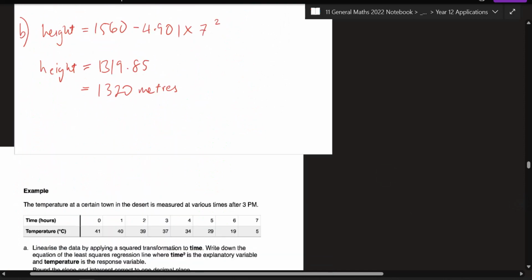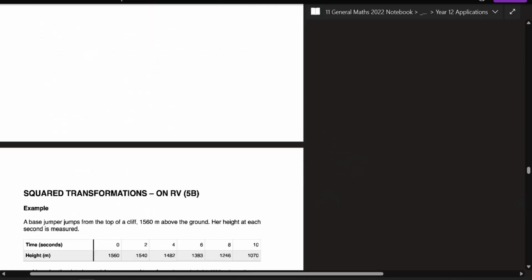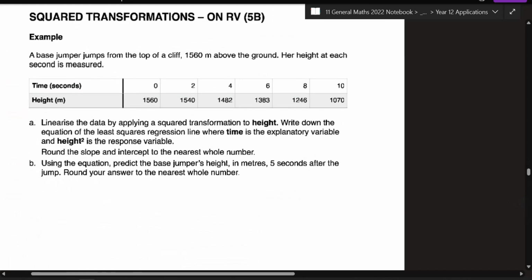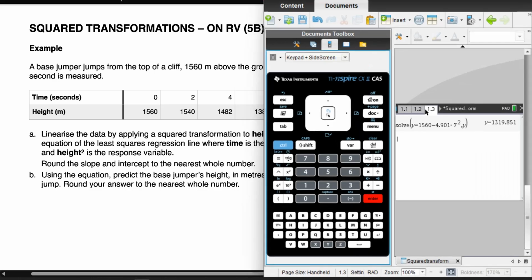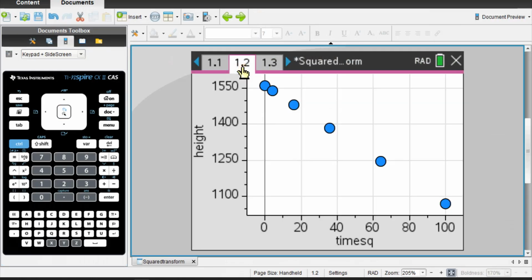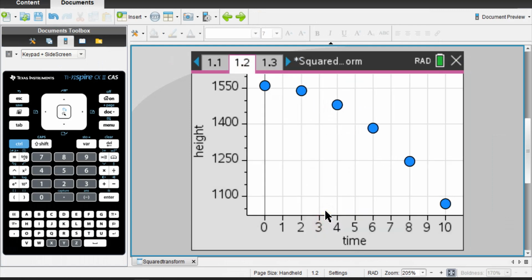Let's do the same on our RV. Okay, so let's skip this example. We're just going to go to the next one here. A squared transformation on RV. Okay, so this time, instead of transforming EV, which we've already done, so that's what that looks like for an EV transformation. Remember, originally it looked like this. Just it's curved, yeah? The idea is you want to make sure it's a straight line.